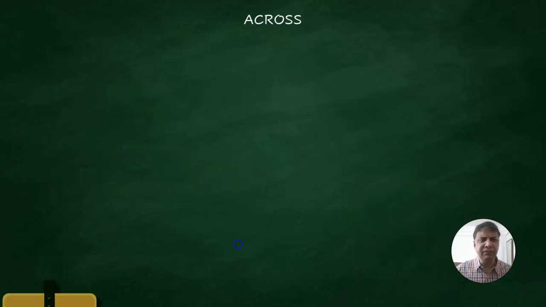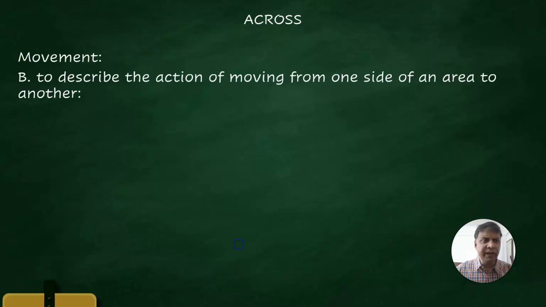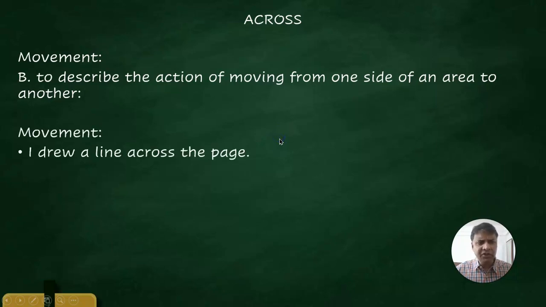Let's understand the second meaning of the word across, which is with movement: to describe the action of moving from one side of an area to another, right? Let's understand this with an example. I drew a line across the page. Friends, if I take an A4 size paper and draw a line from one corner to another, that means I'm drawing a line across the page, right?